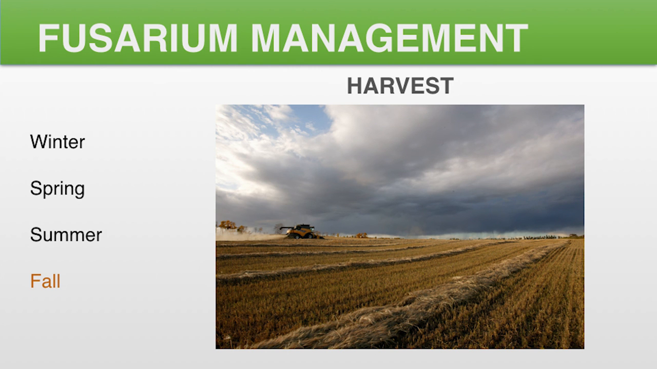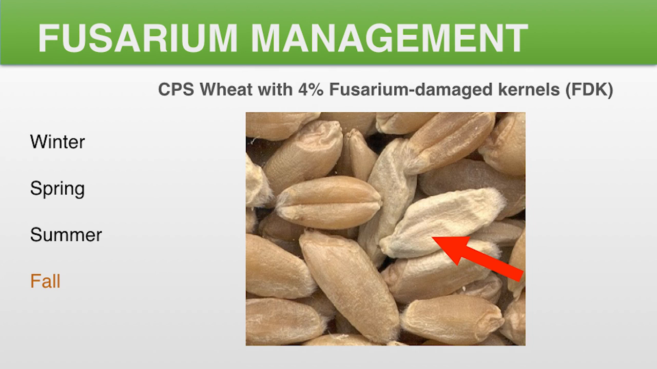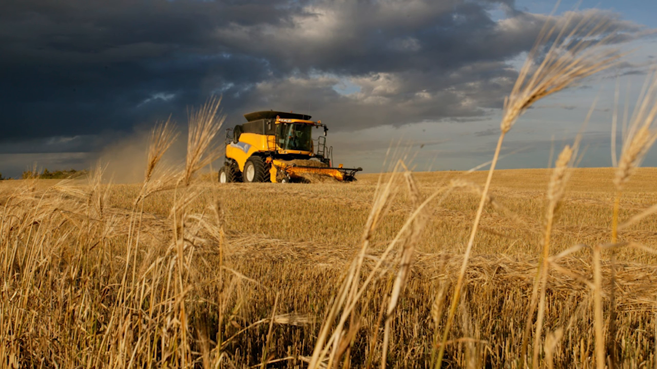Now, there are also some management recommendations for harvest. In the harvest of grain, especially wheat, you can actually see the difference between the plump, uninfested kernels and the shrunken, discolored or bleached tombstone kernels, which result in downgrading. This fusarium-damaged kernel is the grading factor that will lead to downgrading. So is there any way we can reduce the amount of FDKs in our harvested grain?